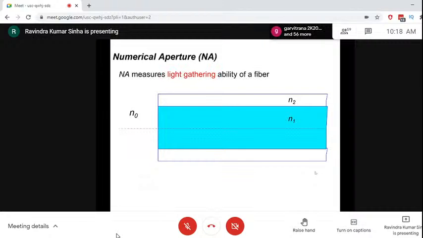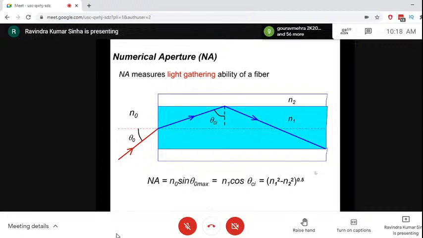I want to derive the formula for the numerical aperture of the fiber. Okay, numerical aperture of the fiber. So you see it is like this.